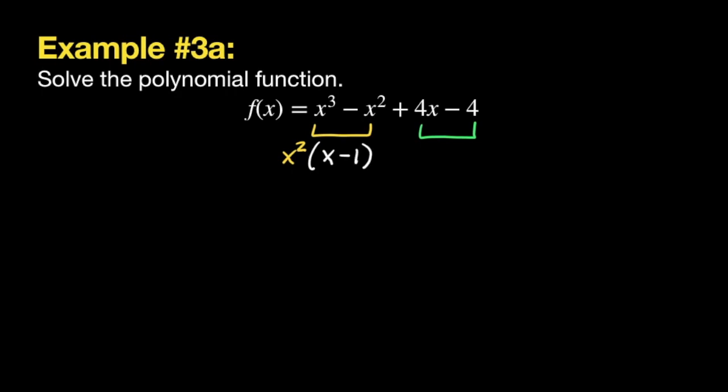For the next portion, this is a 4x, and we have another 4 right here. So we're going to just take out that 4, and we're going to be left with x minus 1. The idea, again, is that we're going to make this one and this one look exactly the same. Now that we have that, we're going to do x minus 1, that's what they have in common, and then I'm just going to write what we have left: x squared plus 4.